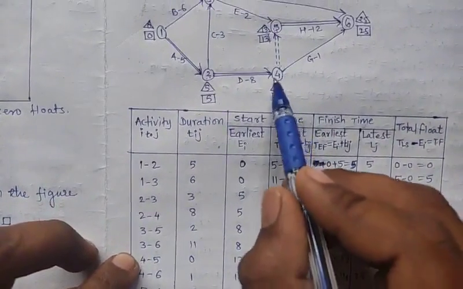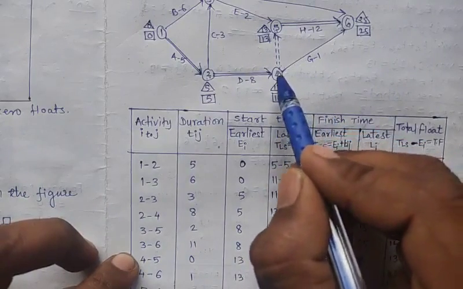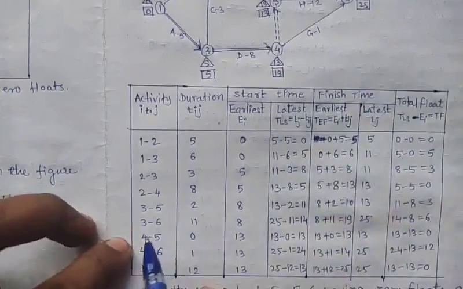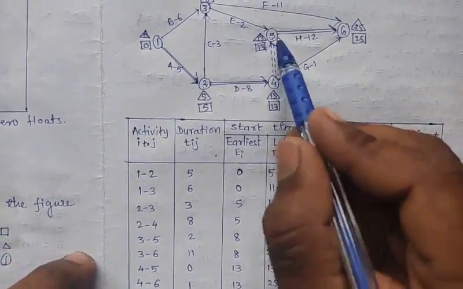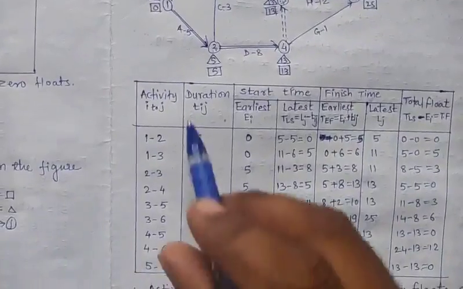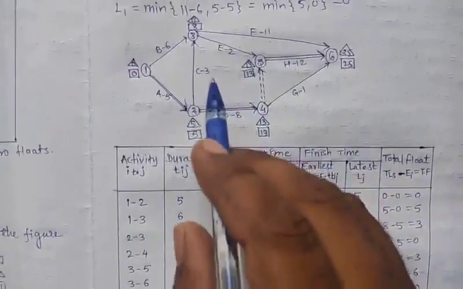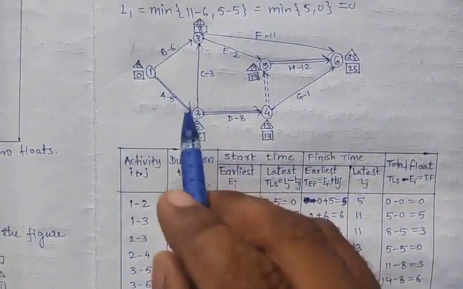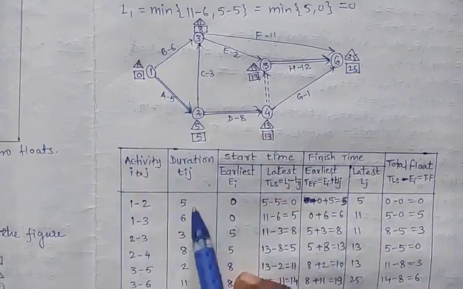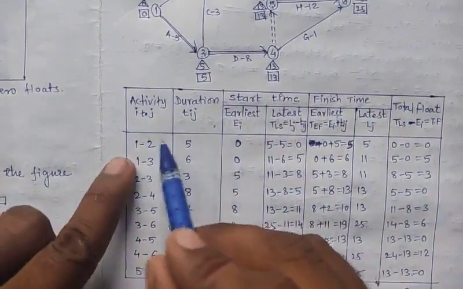Now we shall start from 4. So how many outgoing arrows from 4? So 4 goes to 5, 4 goes to 6, and last is 5. So 5 goes to 6. Okay, so these are activities. For each activity we have its duration. So write down these durations. So 1 2 is 5, right? Next 1 3 is 6. Okay, so write down each duration for each activity.